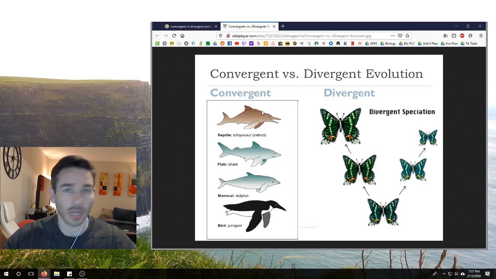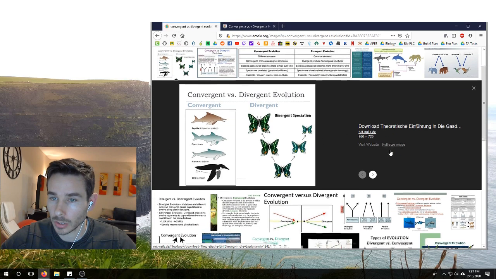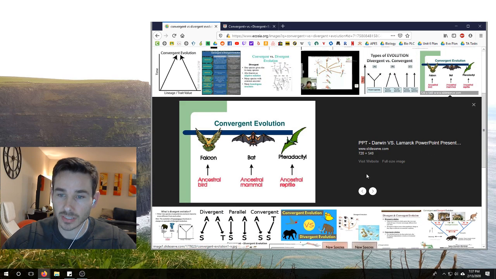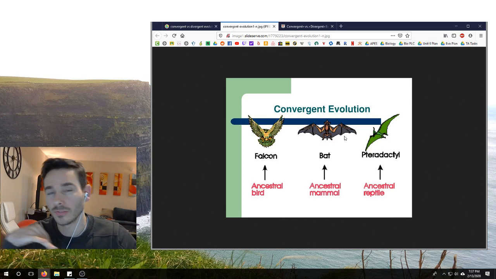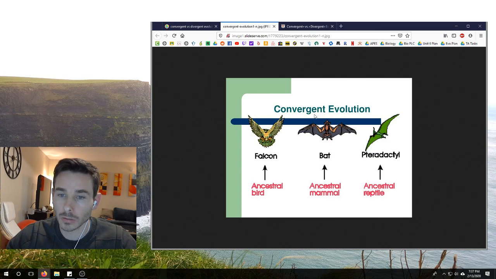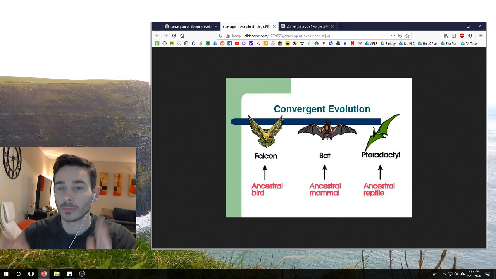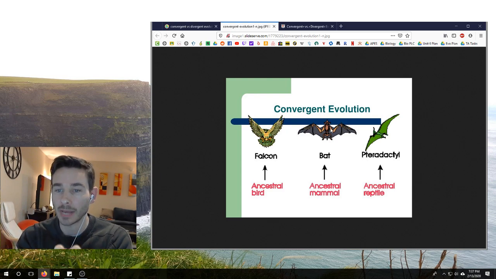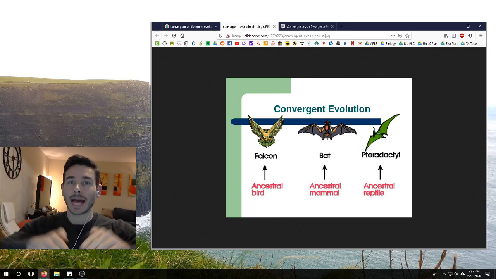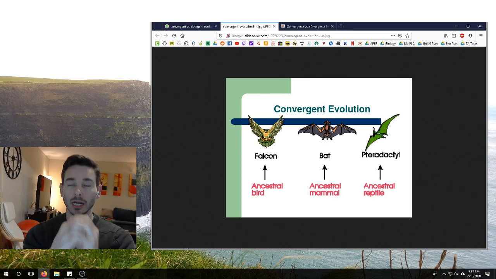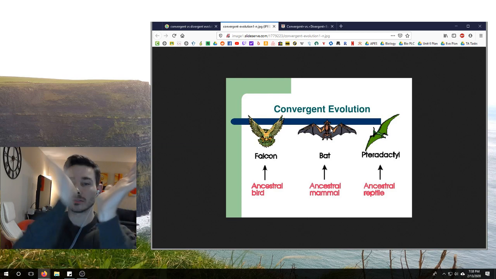Convergent means they don't have a common ancestor. A good example, I always use wings as an example of convergent evolution because so many different species on Earth have evolved wings, but they've all evolved them separately. So birds, bats, and reptiles are all species that have wings, yet they're not related. They don't come from a common ancestor that had wings. You can't trace their ancestry back and find one common ancestor that had wings and gave rise to falcons, bats, and pterodactyls.